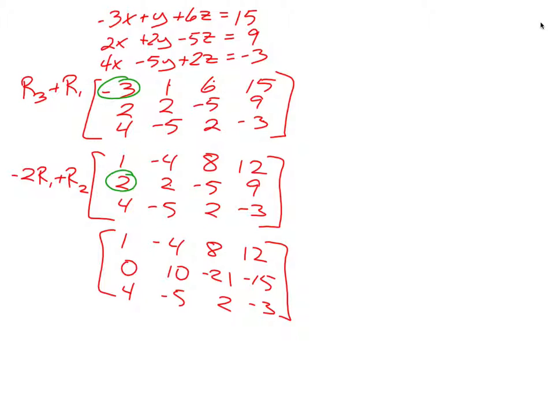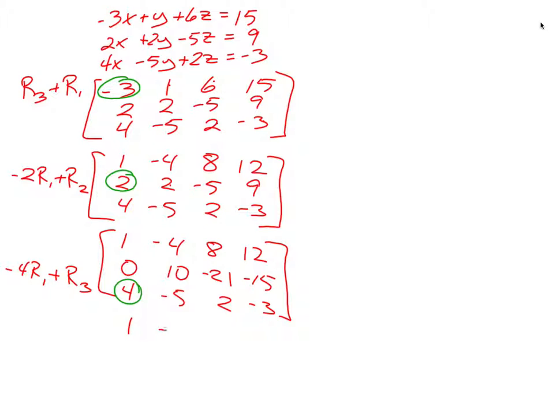What's my next goal? Make the 4 a 0. How am I going to make that 4 a 0? Perfect. So -4 times row 1 plus row 3. Notice which row we used to make both of those 0? We use row 1, just like I said we would. Make row 1 a 1 and then use it to make everything below it a 0.